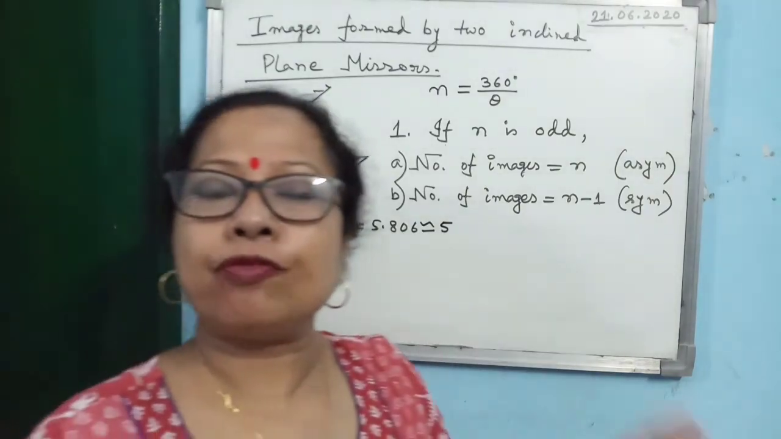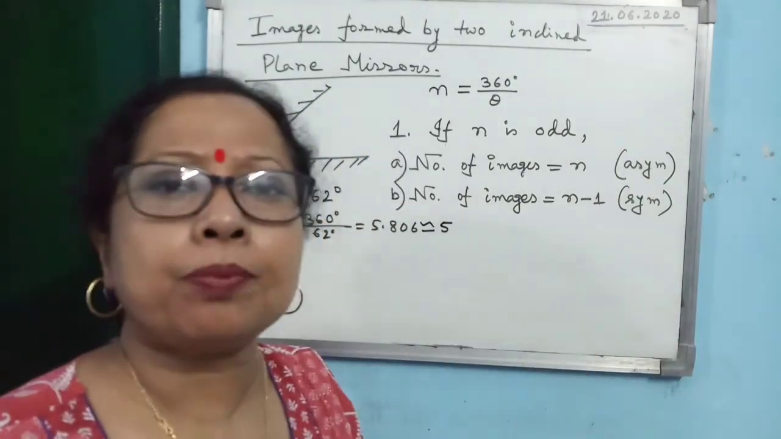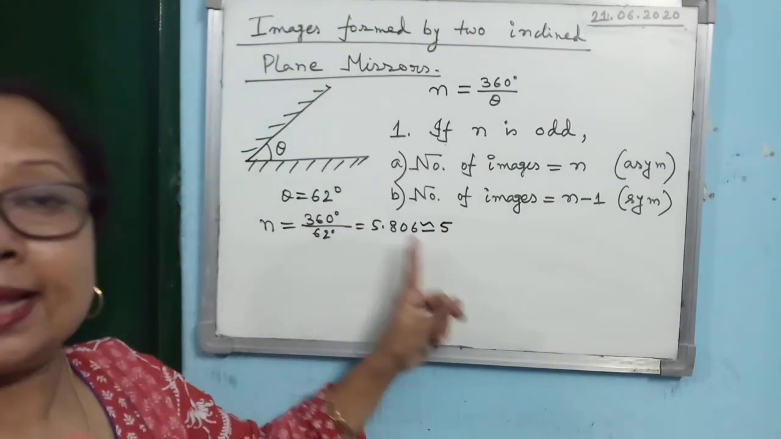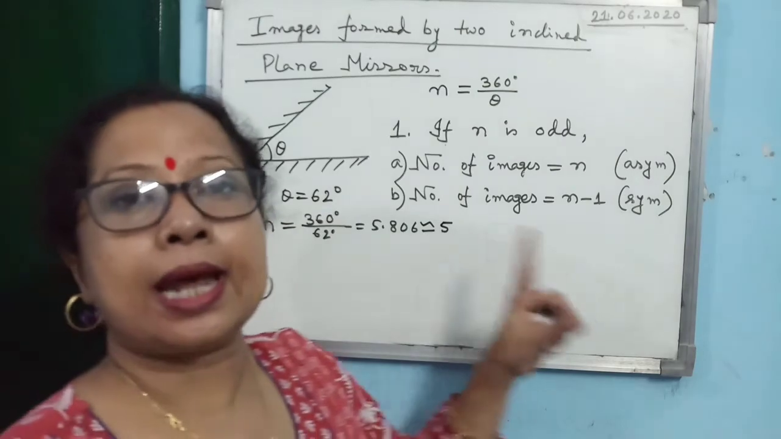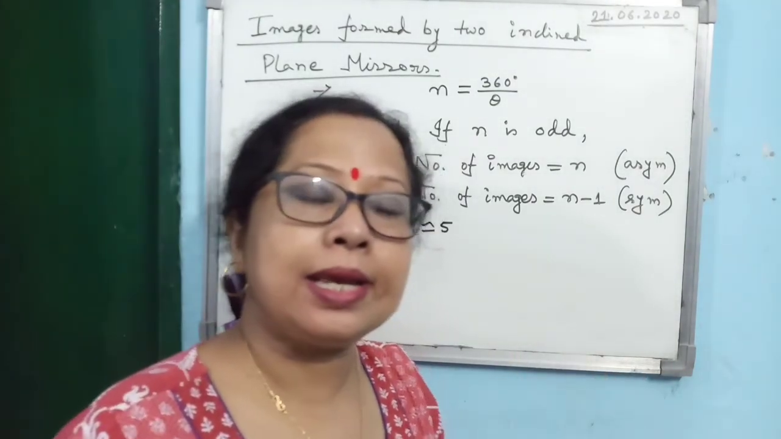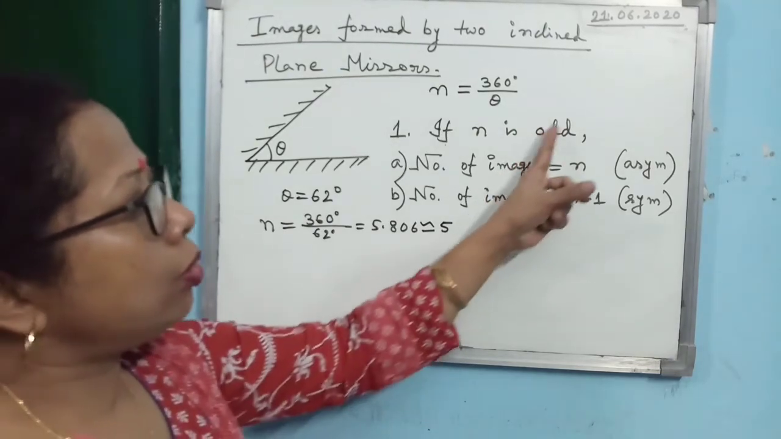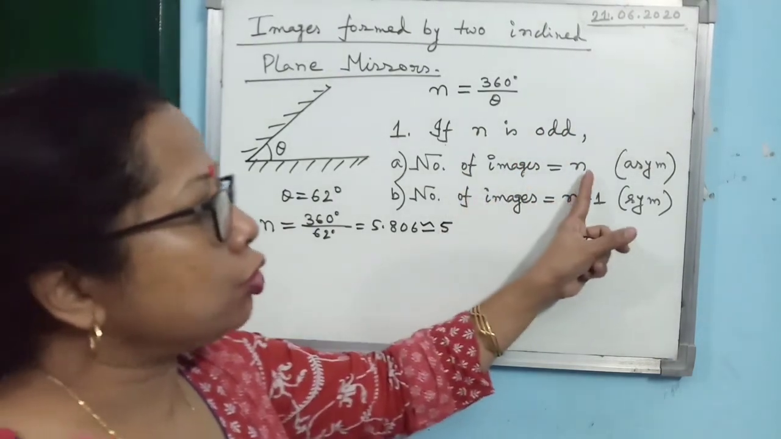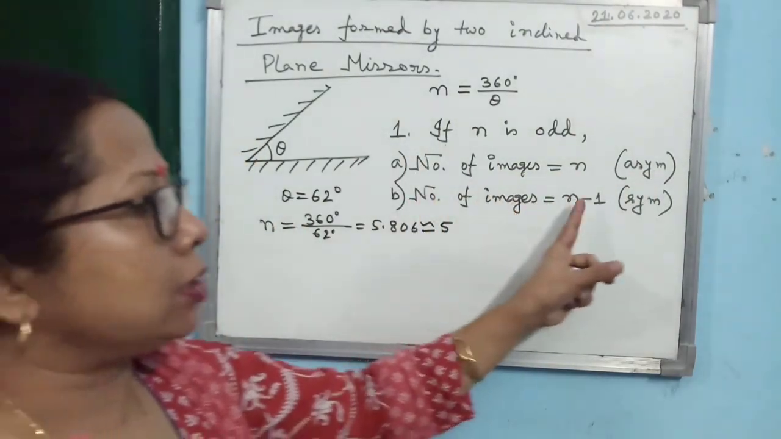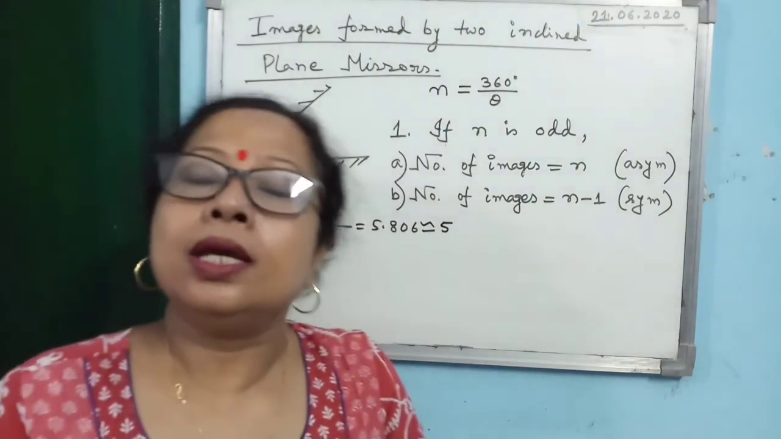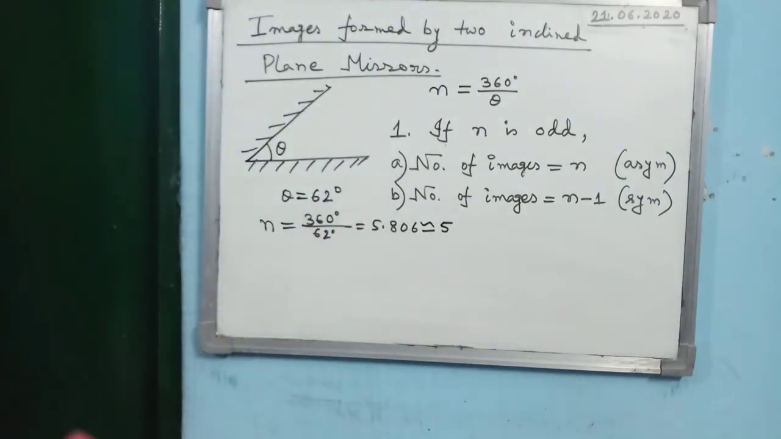Simply drop the digits after the decimal. It may be greater than 5, it may be less than 5, you don't have to bother. Just drop the digits and write down the digit before the decimal. And then you check whether it is even or odd. I hope this point is clear to everyone. So when it is odd, you apply this rule: the number of images will be n for the asymmetrical setup and n minus 1 for the symmetrical setup. If it comes even, then you apply the rule for the even number: n minus 1 for symmetrical as well as asymmetrical.